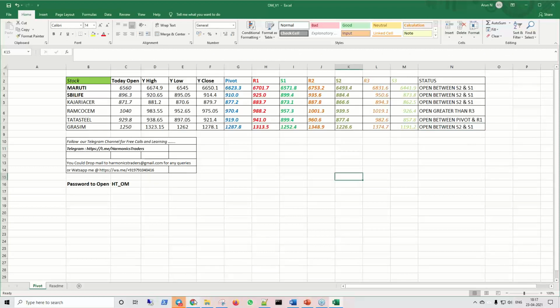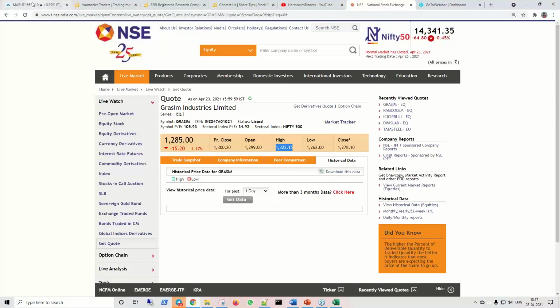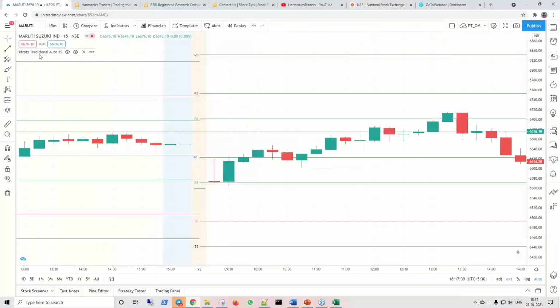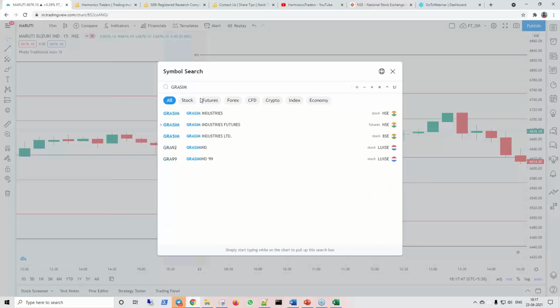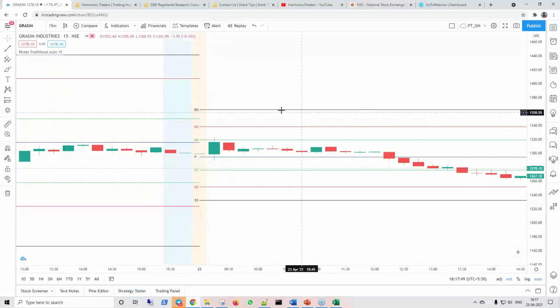Fine. What we do, we just go to TradingView. You can just add this Pivot Points Traditional indicator. I'm showing TradingView since it is free and available for all. Of course, you can check these in your broker as well: Zerodha, Aliceblue, Sharekhan, they should be having this.